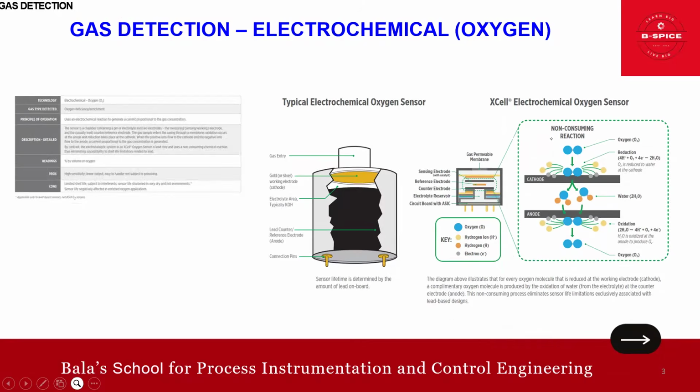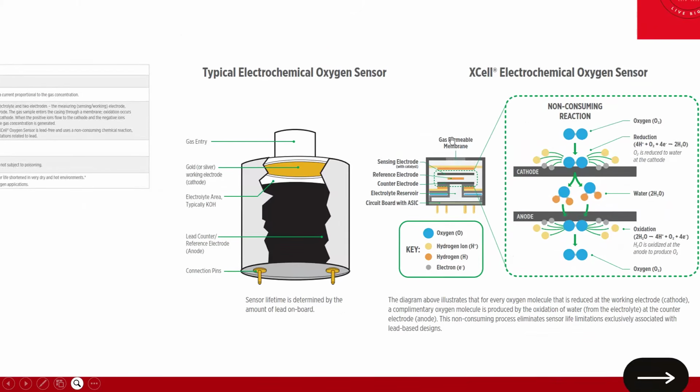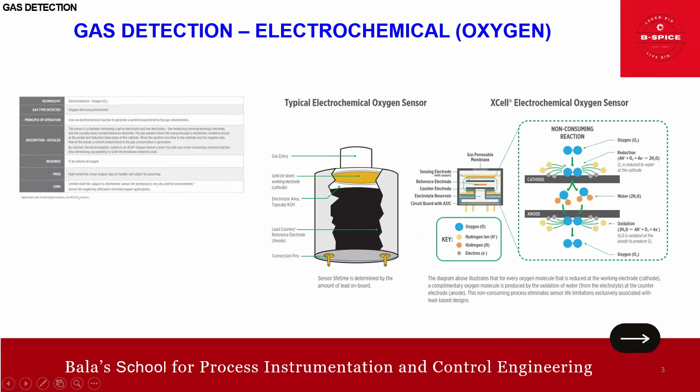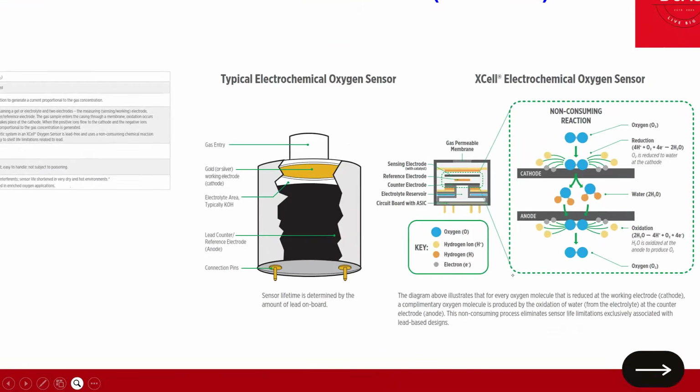Let's blow it up a bit. See, the same type of sensing electrode and reference electrode, but the physical look and feel is different. Then you have the counter electrode here. The reference electrode is here, and you have the counter electrode. It's similar to the toxic one we have covered: sensing electrode, reference electrode, counter electrode. And you have the circuit board, all these are there.